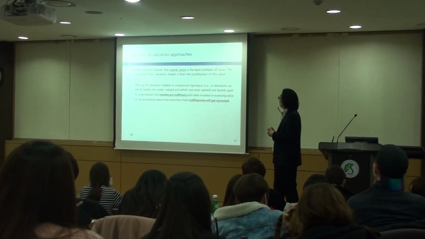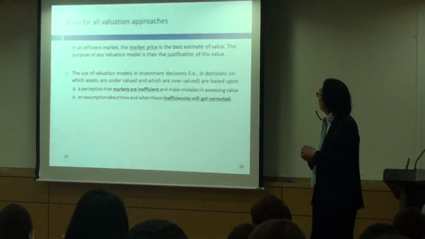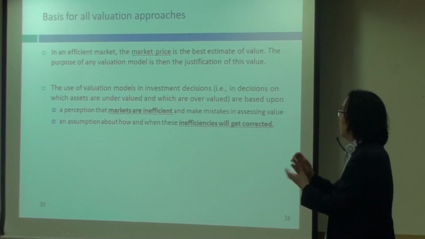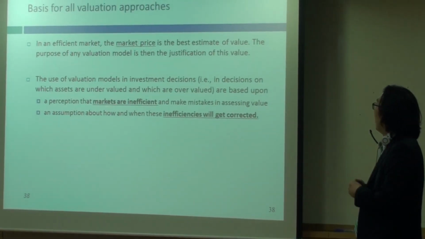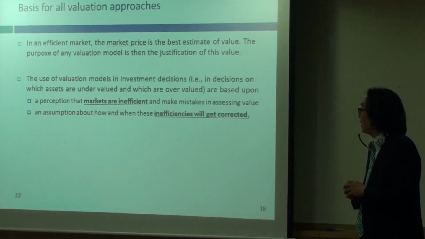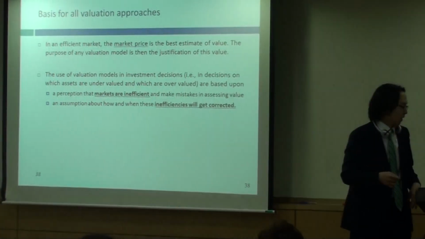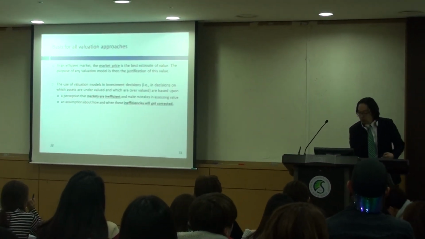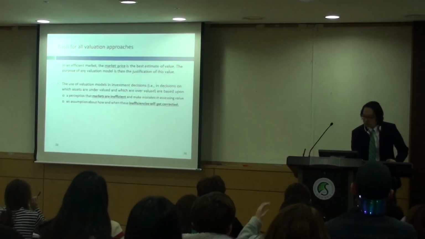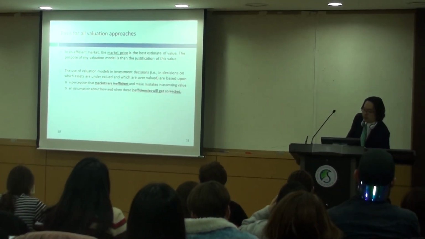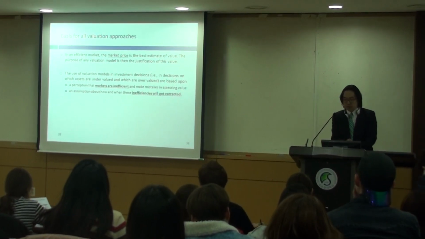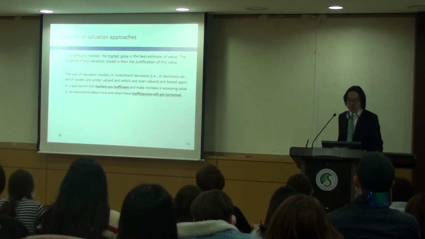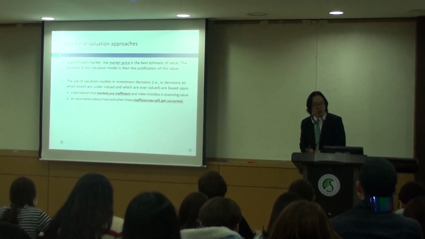The basis for all valuation approaches: in an efficient market, the market price is the best estimate of value. You cannot observe the value, just estimate it. The purpose of any valuation model is then the justification of this value. The use of valuation models in investment decisions is based upon the perception that markets are inefficient and make mistakes in assessing value, and an assumption about how and when these inefficiencies will get corrected. Those things are needed.